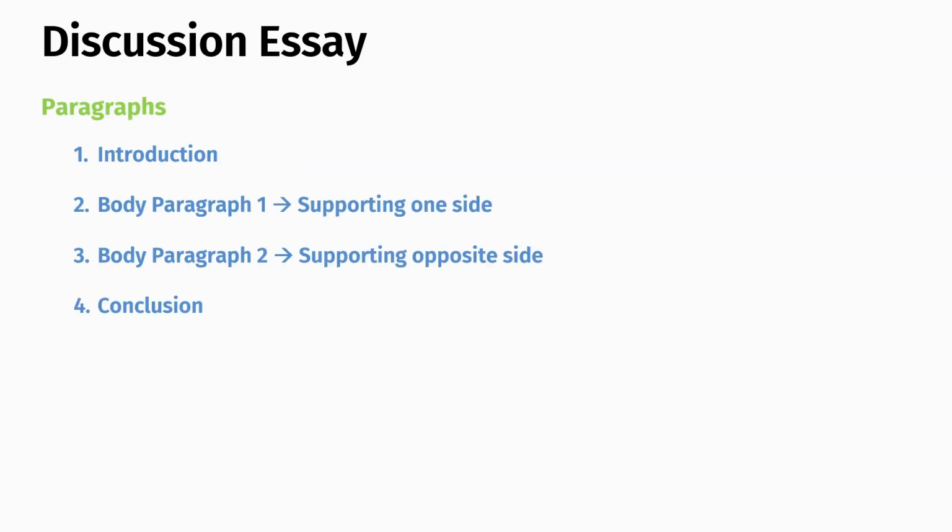Format of the essays, we'll be having 4 paragraphs. The first one is the introduction. The second one is the body paragraph 1. Here we will be supporting one point of view. Third one is the body paragraph 2. Here we will be supporting the opposite side of the argument. And the fourth one is the conclusion. So we only need 4 paragraphs in our essays.